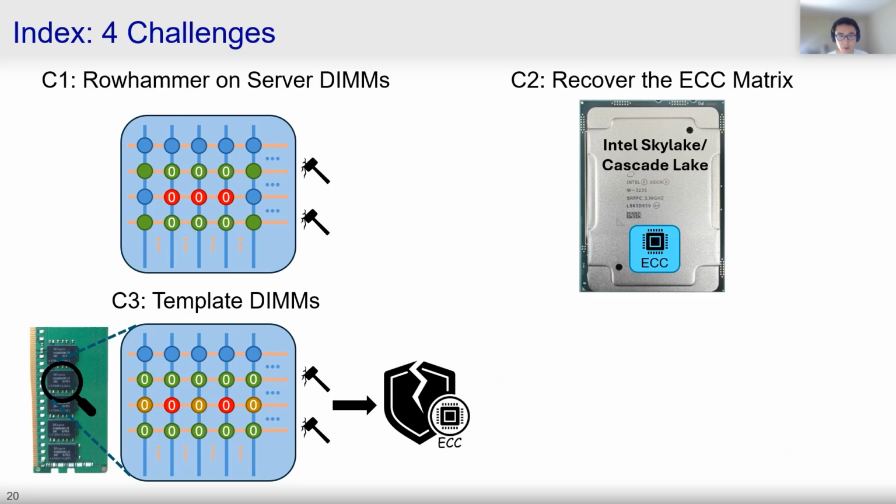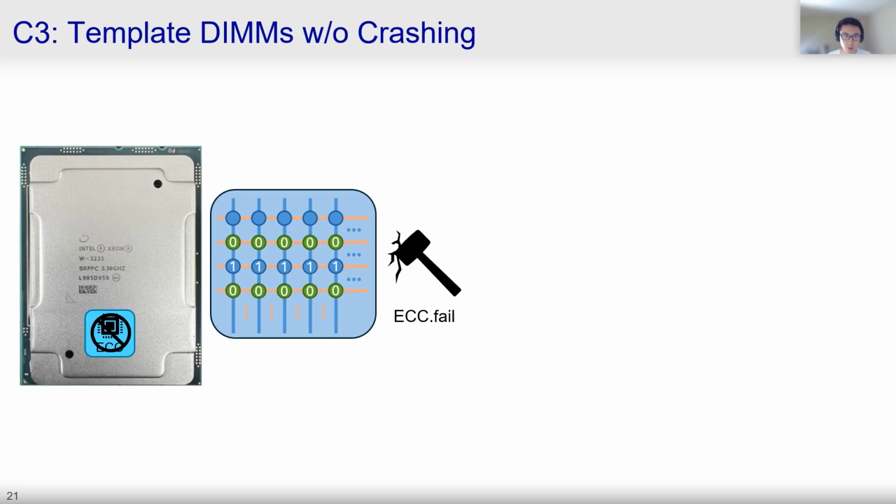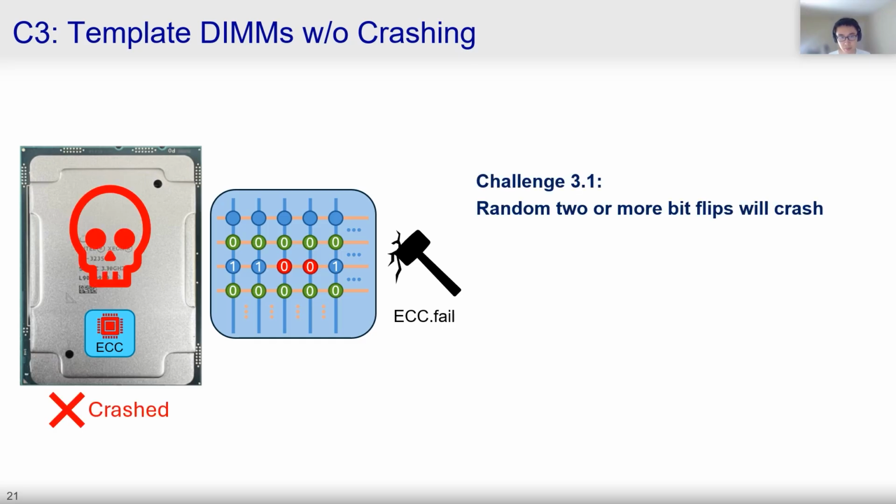So after we recovered the ECC matrix, we now need to find a way to find those useful bitflip locations on a real server without crashing the machine. Until now, we have been hammering on the real machine with ECC checking turned off. If we turn on ECC and hammer with our current program, it's very likely that we will trigger 2 or more flips in a cache line, which will crash the machine.